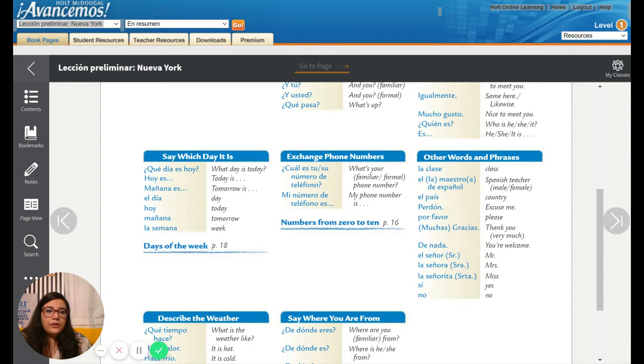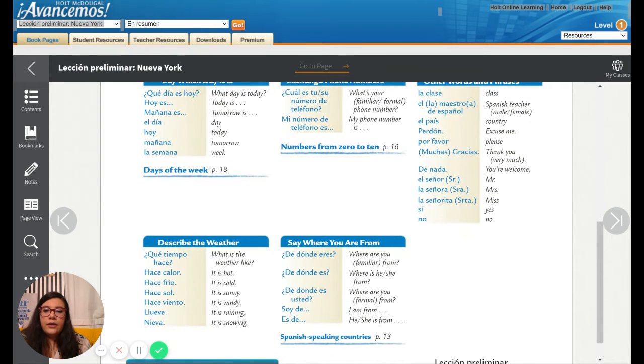A few basic other words and phrases we have to know, especially when it comes to class directions or book directions that you'll be seeing or saying pretty much every day. You have a bunch of them here. Basically, like the Mr. and Mrs. that you'll most likely be using when it comes to your classes.